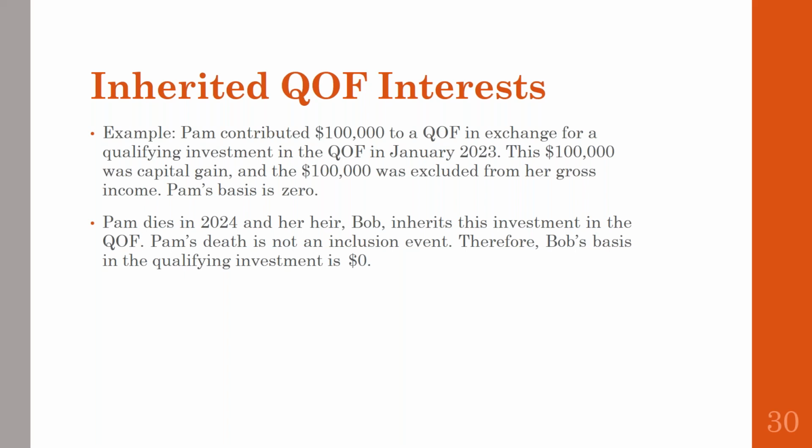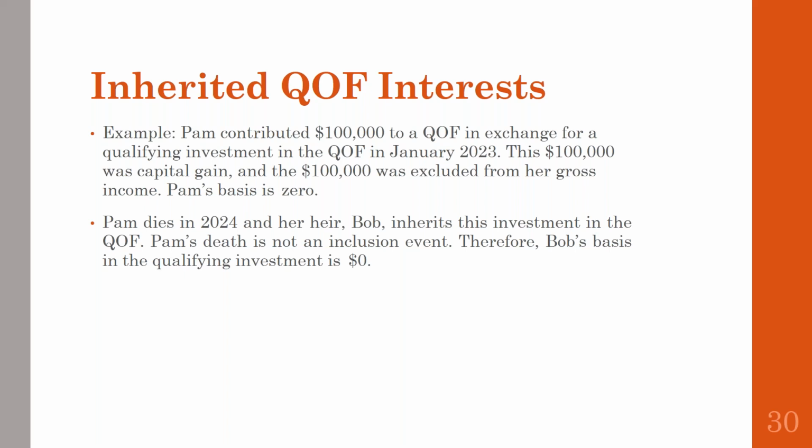All right. If we modified this, let's go back 8 years. So if in January of 2016, Pam had contributed this $100,000, then after 5 years, so in January of 2021, her basis would have increased to $10,000 in the investment, that 10% rule like we talked about. And then in January of 2023, which was 7 years after the original contribution in my modified example, her basis would have increased to $15,000. So in that situation, if she dies in 2024, Bob's basis is $15,000, not zero.